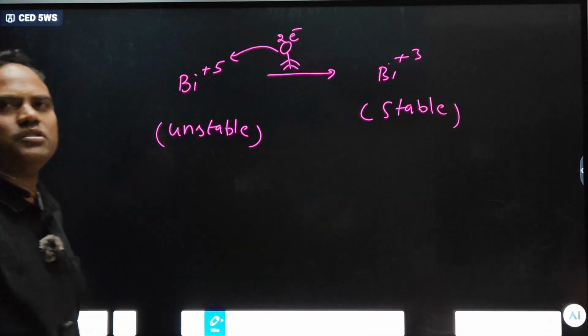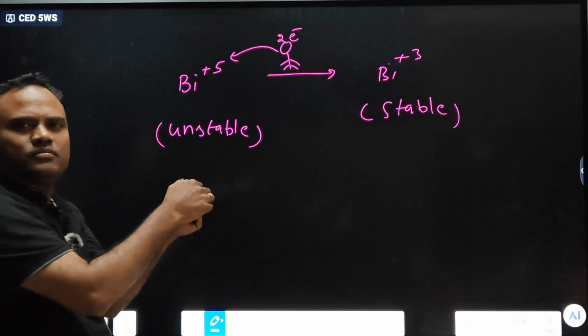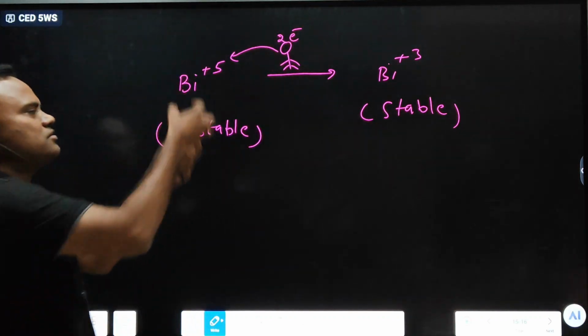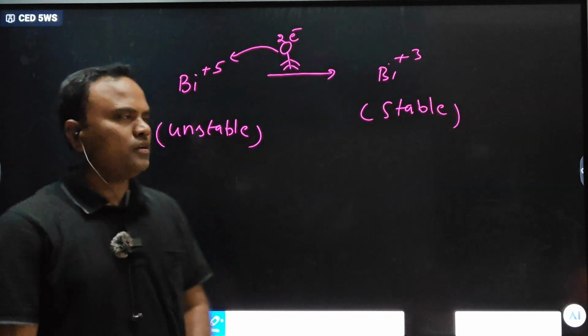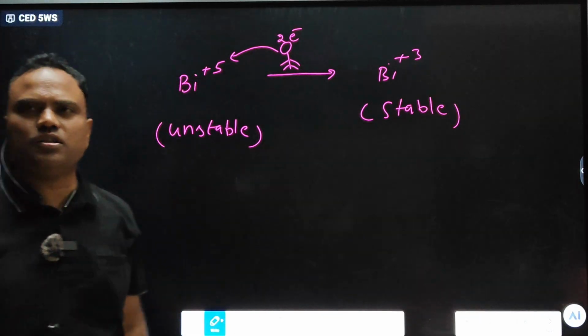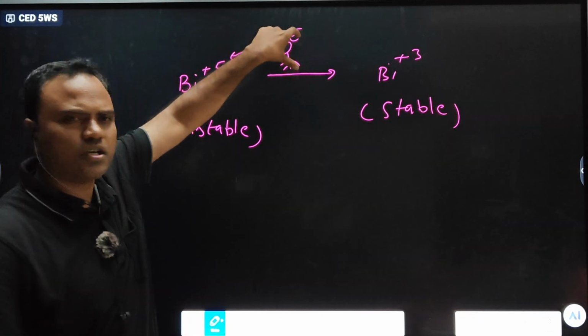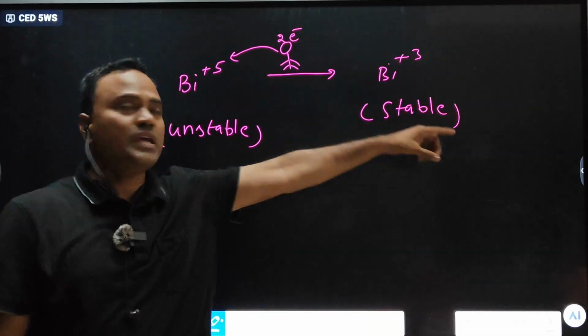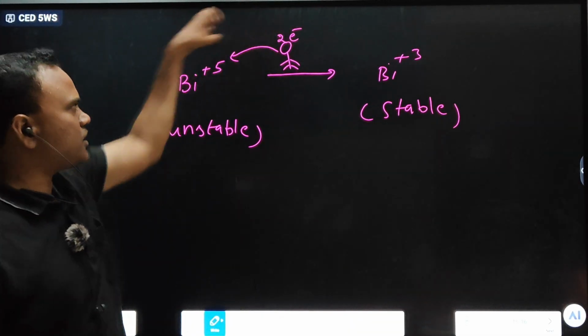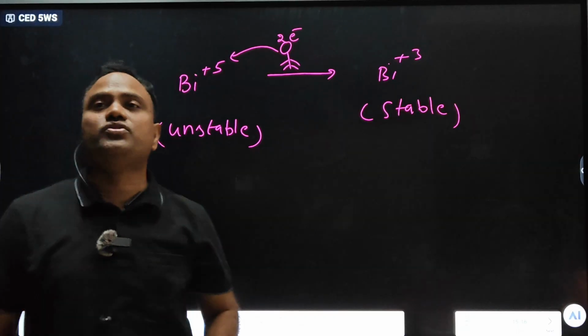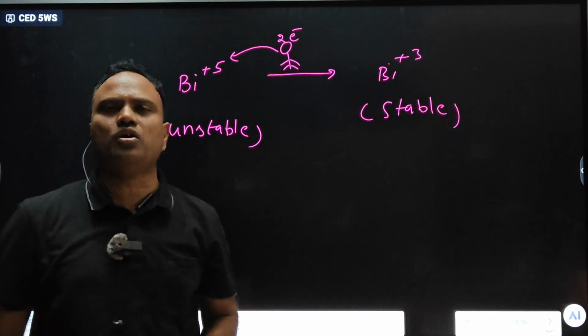taking electrons from the others forcefully, or removing electrons from the others, the property is called oxidizing property. The property of taking electrons from the others. Why is it taking electrons from this person? To get the stable form. Taking electrons from the others, stealing electrons from the others, accepting electrons from the others is called oxidizing property. Bi plus 5 is a good oxidizing agent.